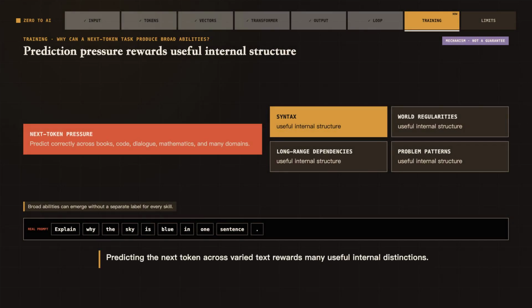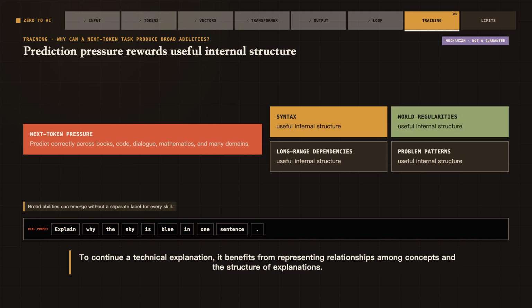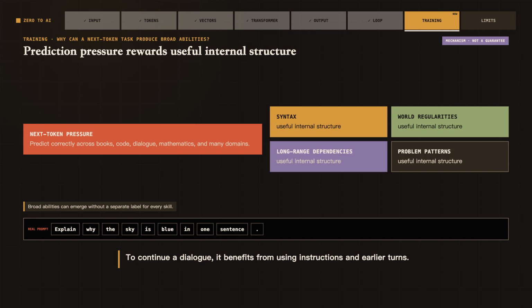Predicting the next token across varied text rewards many useful internal distinctions. To continue grammar correctly, the model benefits from representing syntactic patterns. To continue a technical explanation, it benefits from representing relationships among concepts and the structure of explanations. To continue code, it benefits from tracking names, delimiters, types, and common algorithms. To continue a dialogue, it benefits from using instructions and earlier turns.